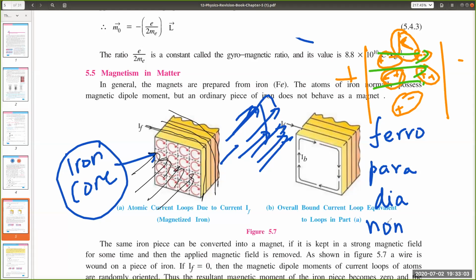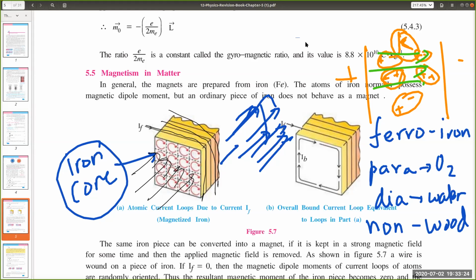So there are 4 kinds of things. Wood is non-magnetic. Iron is ferromagnetic. I have forgotten the examples for para and dia. I think water is diamagnetic, and oxygen and these are paramagnetic. You have done this in class 11th, right? Prove that oxygen is para. Oxygen is para.